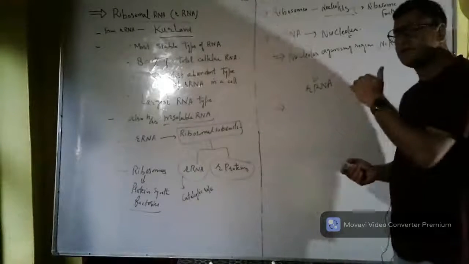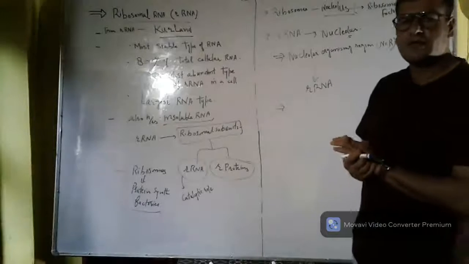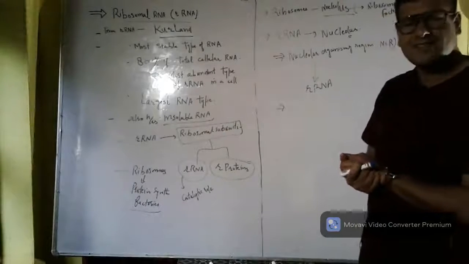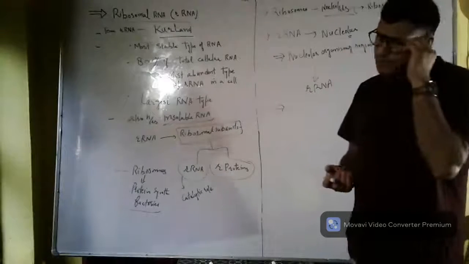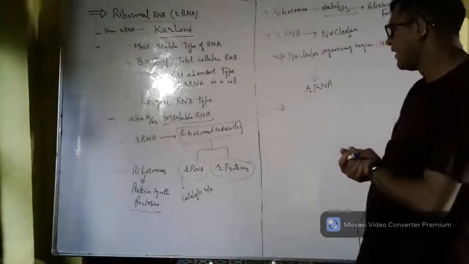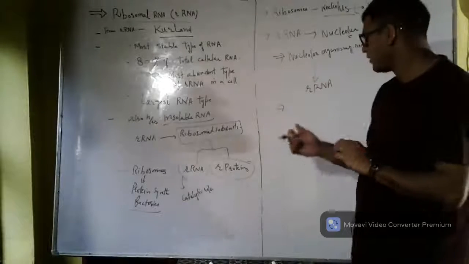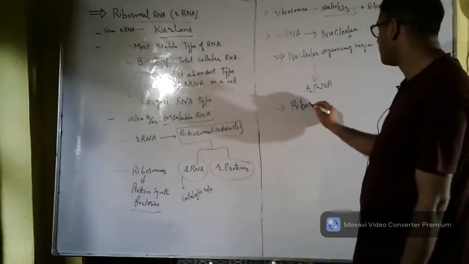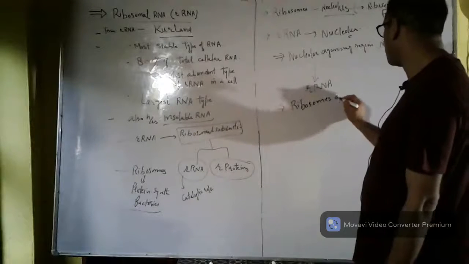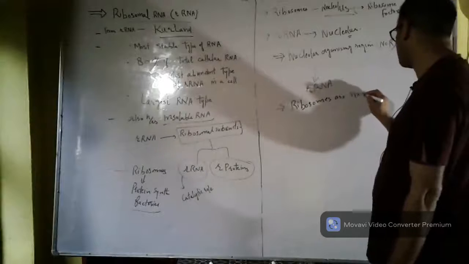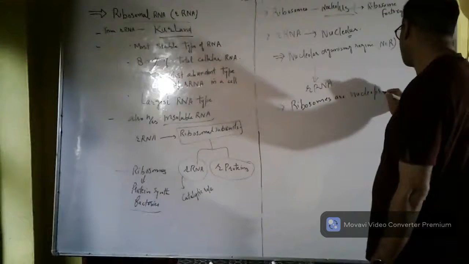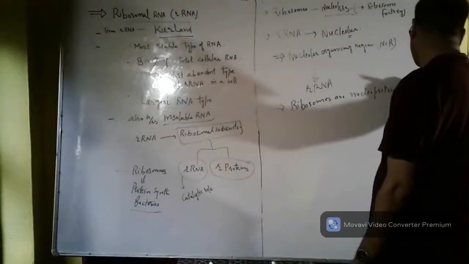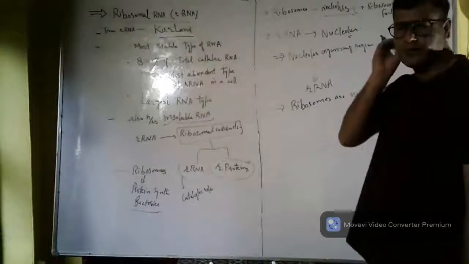Ribosomal RNA is present in ribosomes, that is why it is called ribosomal RNA. And how can you define ribosomes? What are ribosomes? Ribosomes are nucleoprotein particles.